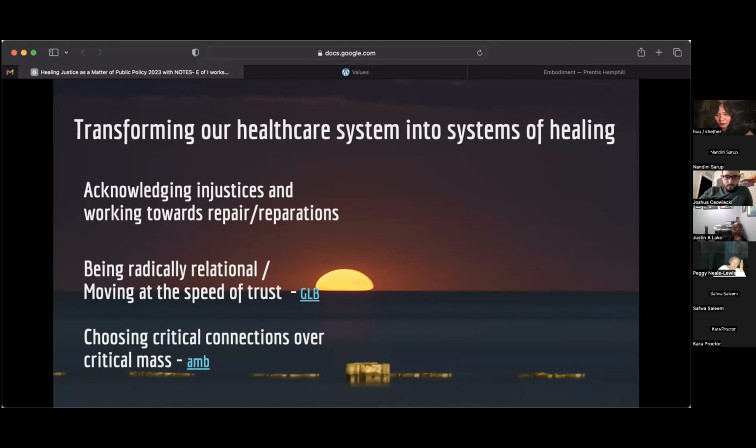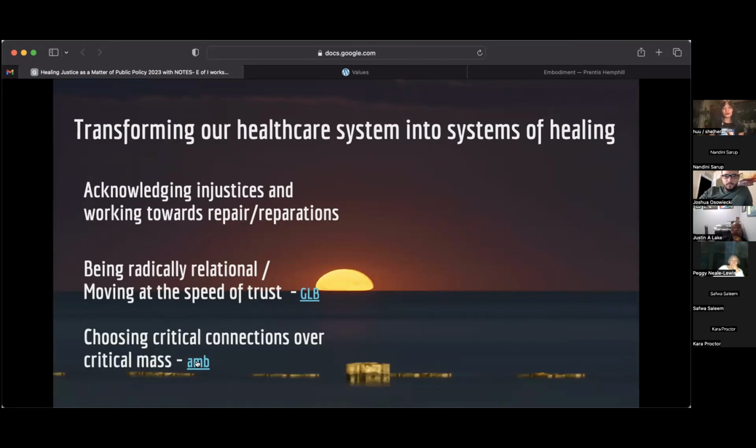And so this idea, again, of critical connections over critical mass, I see it as thinking about the depth of relationships that really determine the strength of a system. And so Adrienne Maree Brown, who I've connected you to here, talks about this in depth in her emergent strategy principles. I'll let you take a look at that at your own leisure, just for sake of time.